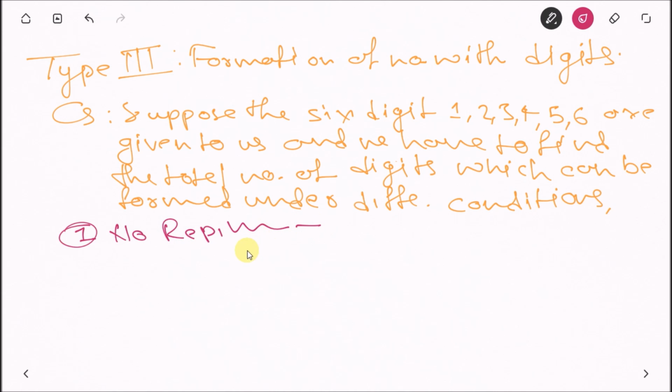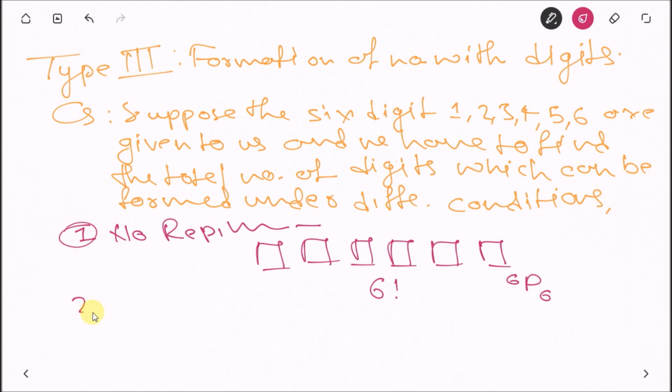So we will form a 6 digit number with the digits 1 2 3 4 5 6. So 6 factorial will be the answer, because 6 5 4 3 2 1, or 6P6 will be the answer.